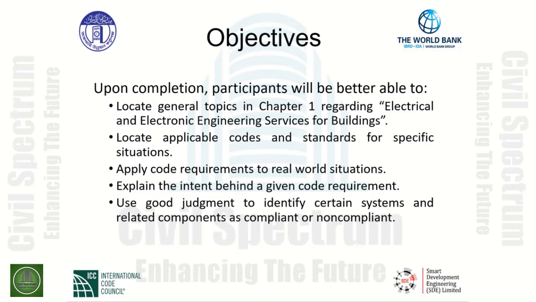Our course objectives. Upon completion, participants will be better able to locate general topics in Chapter 1 regarding electrical and electronic engineering services for buildings, locate applicable codes and standards for specific situations, apply code requirements to real-world situations, explain the intent behind a given code requirement, and last, use good judgment to identify certain systems and related components as compliant or non-compliant.